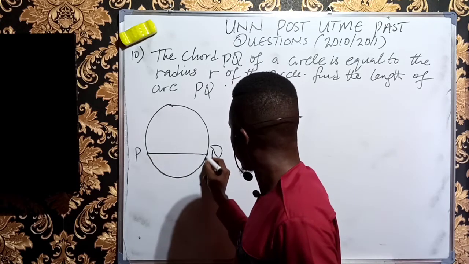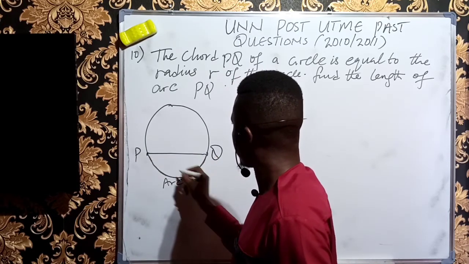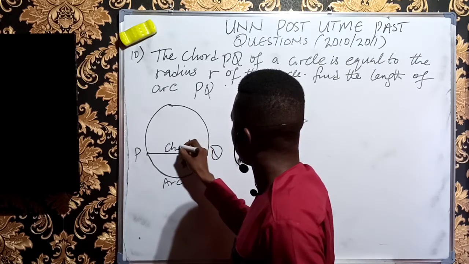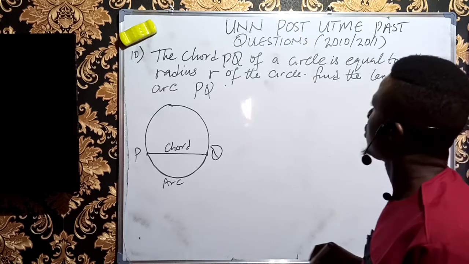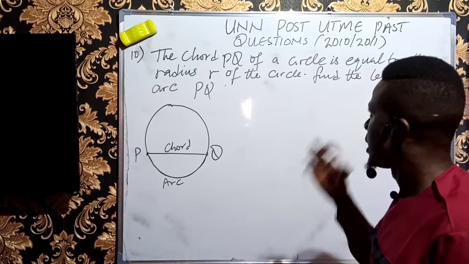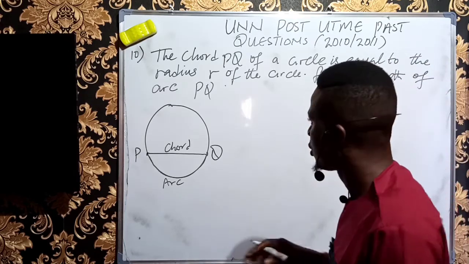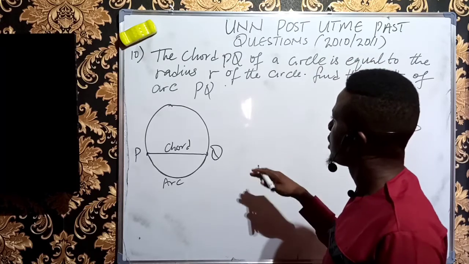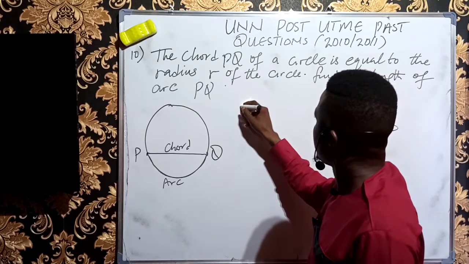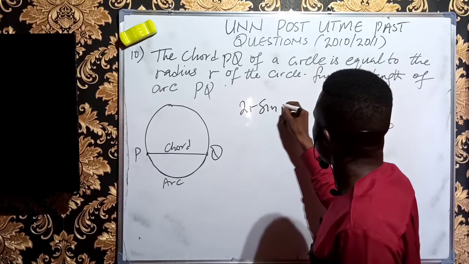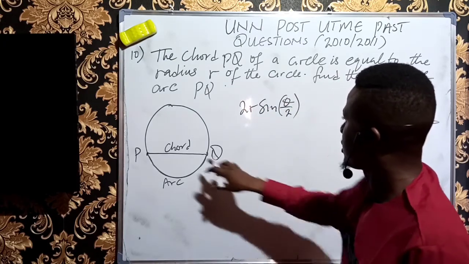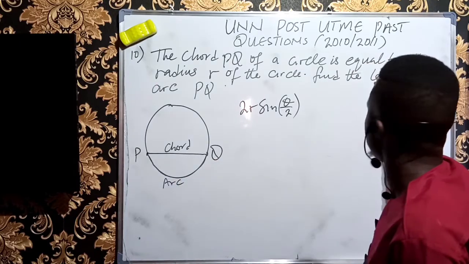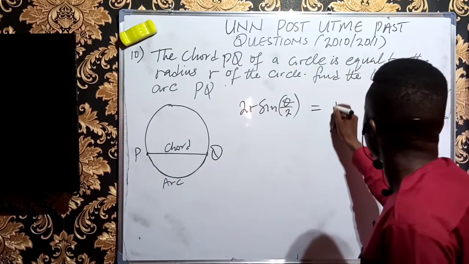This is an arc. An arc is just part of the circumference of a circle. So now they say that the chord PQ of a circle is equal to the radius r. That is the formula we use in getting the length of chord of a circle. The length of chord of a circle is equal to 2r sine theta over 2. That is the length of chord. And this length of chord, they told us that it is equal to the radius r.